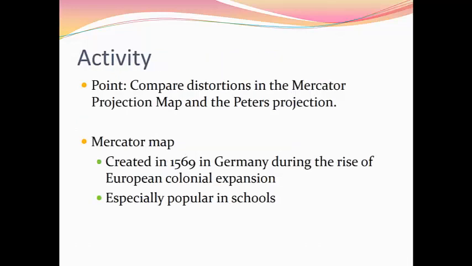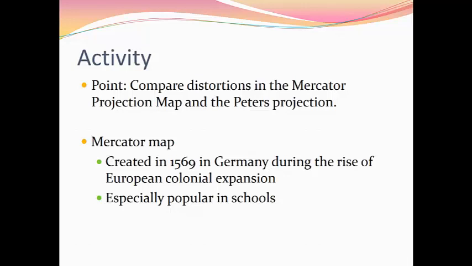And so the point of this activity was to compare the distortions in the Mercator projection map and the Peters projection map. Now the Mercator map was created in 1569 in Germany during the rise of European colonial expansion. And we'll see that that's important to remember when looking at this map. And the Mercator map is especially popular in schools. It's kind of the standard classroom map.